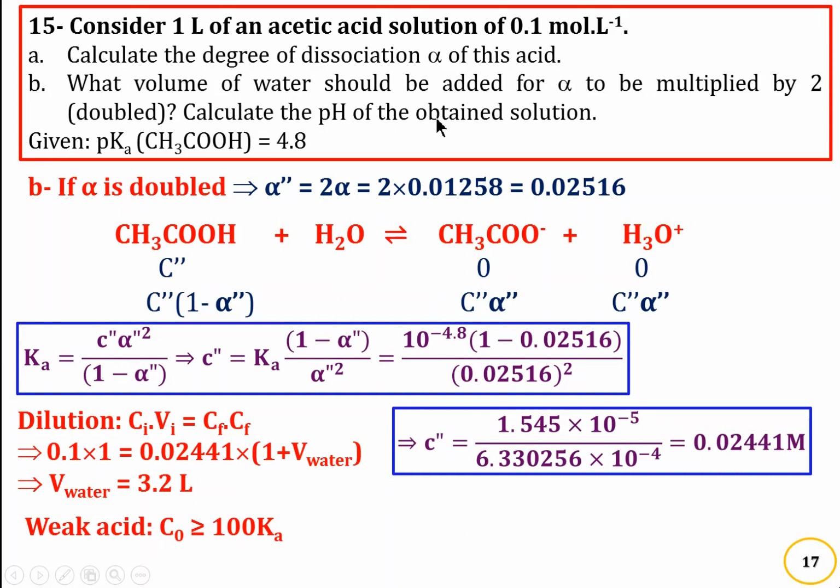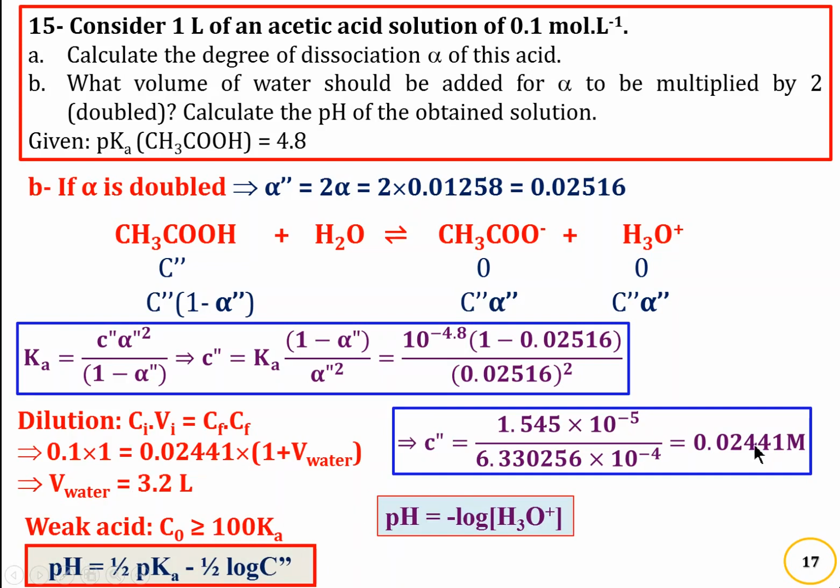Calculate now the pH of the obtained solution. The pH of the obtained solution is the pH of the diluted solution, and the diluted solution is a weak acid. So we have to know what is the formula that should be used. We compare the concentration C second to the value of Ka.